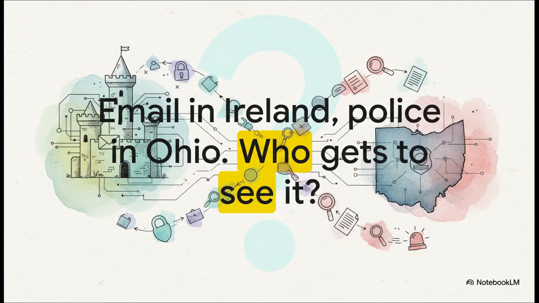So let's just imagine this for a second. Your email provider, maybe it's Google or Microsoft, stores your data on a server in, say, Ireland. But law enforcement back in Ohio needs to see those emails for an investigation. Who wins? For a long time, the answer was, well, it was a mess. But a 2018 law tried to clear all that up.